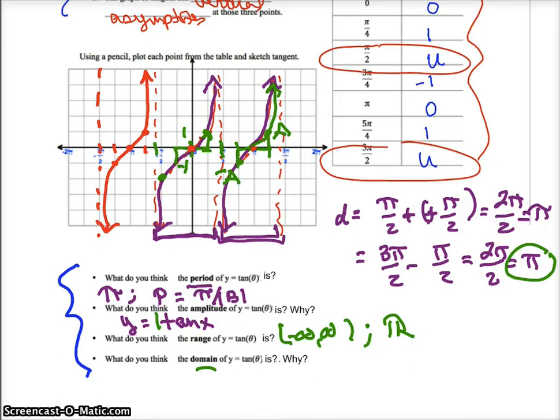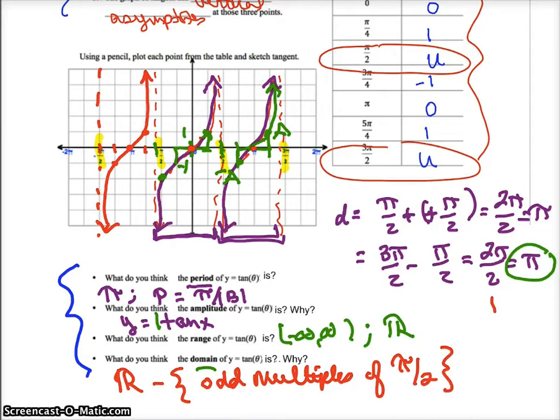I notice that the domain is all reals except every time I have a vertical asymptote. And if you look at these vertical asymptotes, they all have denominators of 2, but numerators that are negative 3, negative 1, 1, 3. If we continue to the right, the next vertical asymptote would be at 5 pi over 2, then 7 pi over 2, then 9 pi over 2. So I'm noticing that the domain is all reals except odd multiples of pi over 2.